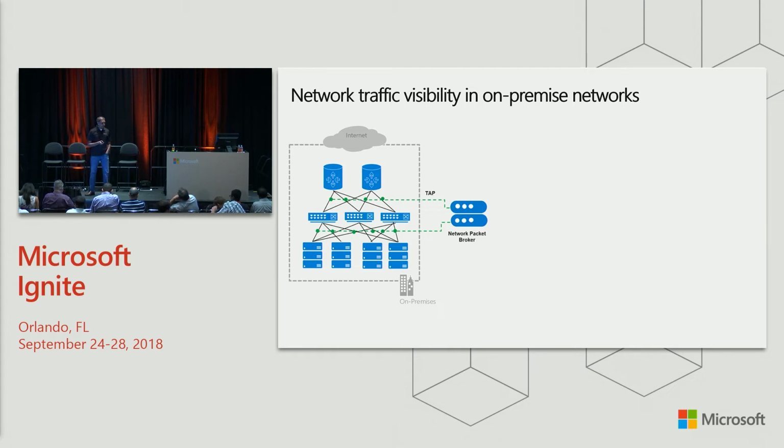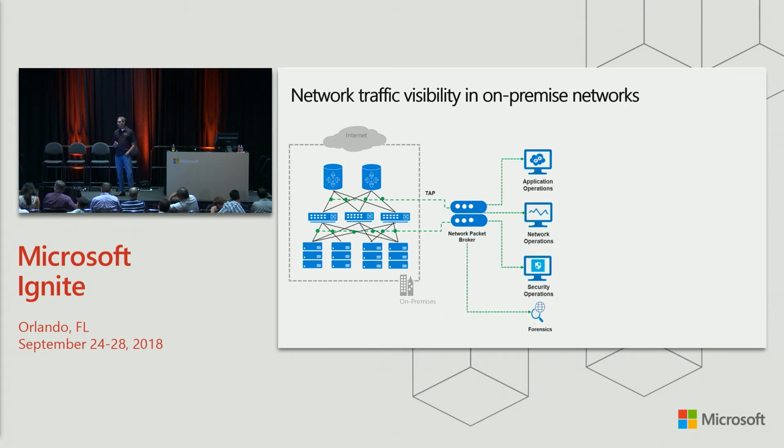This tap doesn't interrupt the production traffic. You are able to make a copy of the packet, and you are able to send it to your network packet brokers. The network packet brokers are typically hardware appliances that you deploy in your data centers, and you acquire the traffic from that. So you then have an entire ecosystem of different types of operations: application operations, network operations, security operations, and forensics.